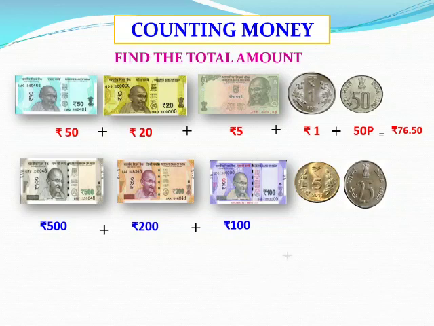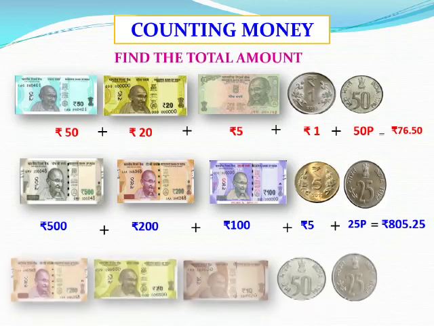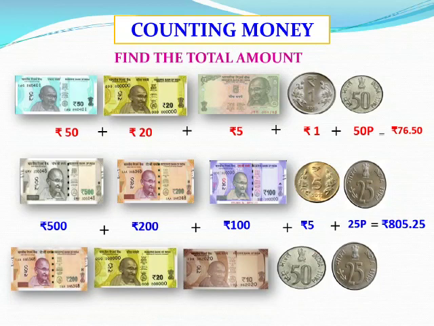Now 800 rupees we got plus 5 rupees again. 800 plus 5 is 805. Now only 25 paise coin is left. So plus 25 paise. 500 plus 200, 700 plus 100, 800 plus 5, 805 and 25 paise. So how to write that? Rupees 805.25. Okay, next go to the next question.